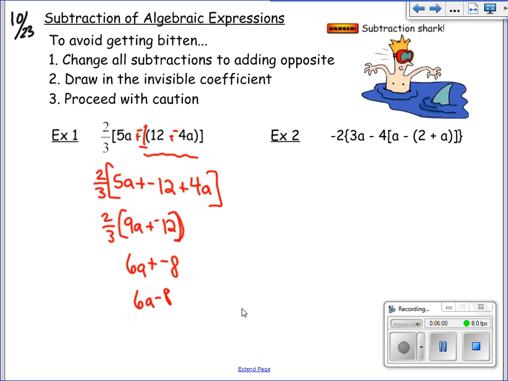Now let's look at example 2. It's a little bit more complicated. So look up there carefully. There are 3 different kinds of grouping symbols that can appear in problems, and they all appear in this problem. Go ahead and copy it down. So -2 times brace, 3a minus 4 times square bracket, a minus parentheses, 2 plus a.